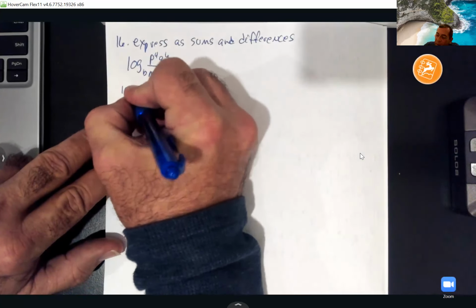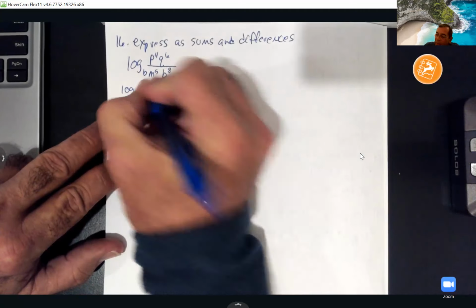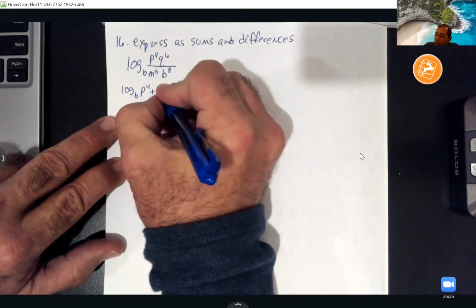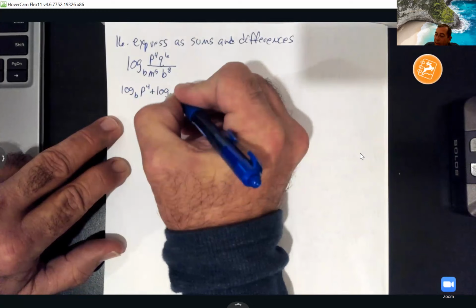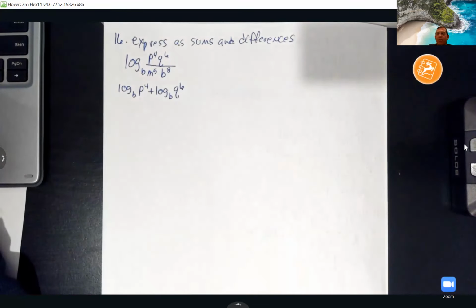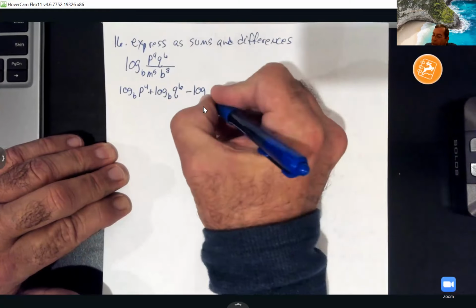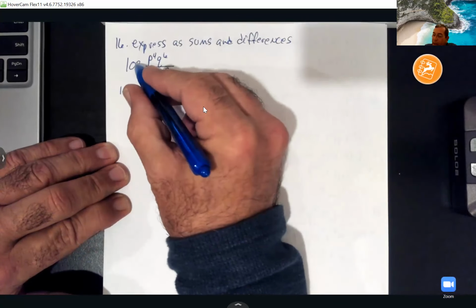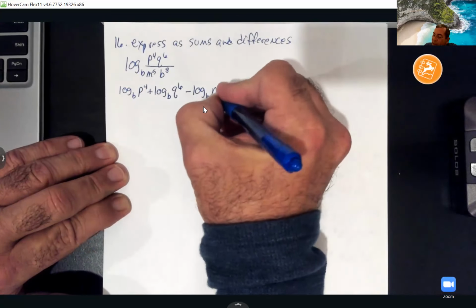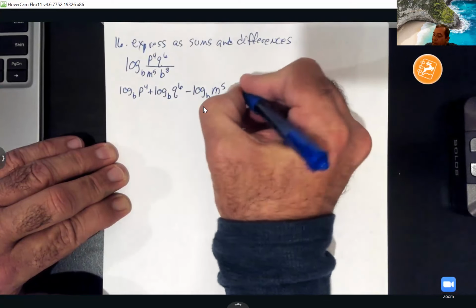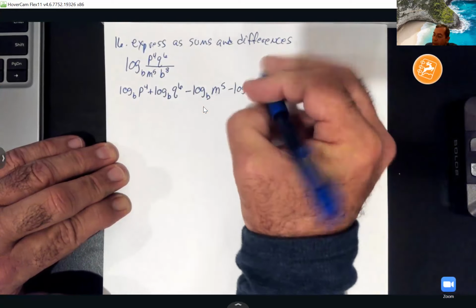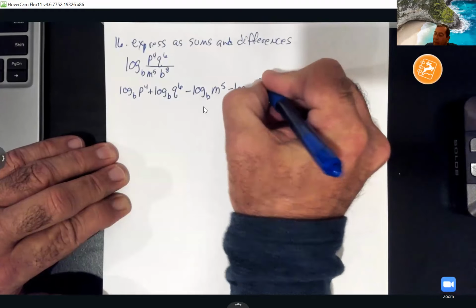So log base B of P to the 4th plus log base B of Q to the 6th. So y'all, those 2 factors were on top. They were positive. Now we subtract the 2 factors from the bottom. So I've got log base B of M to the 5th minus log base B of B to the 8th.